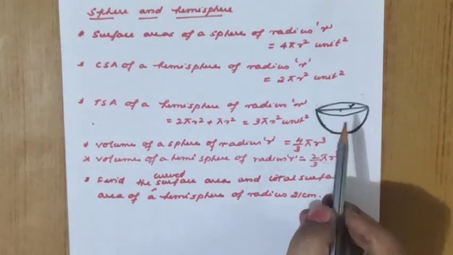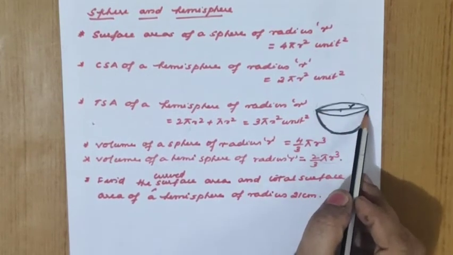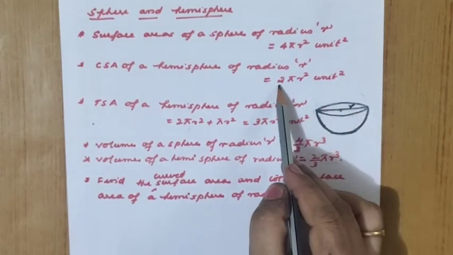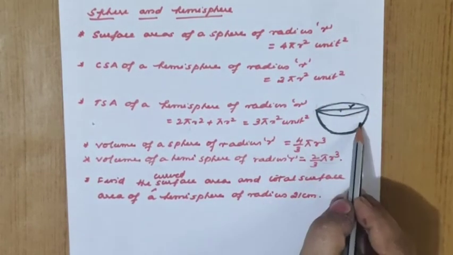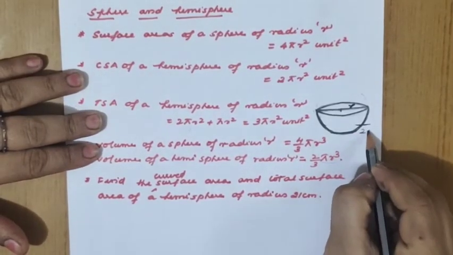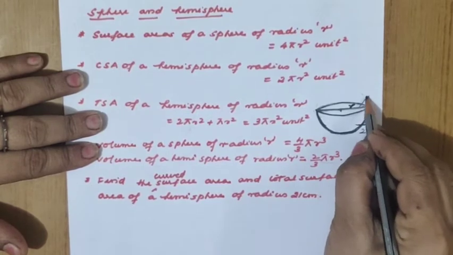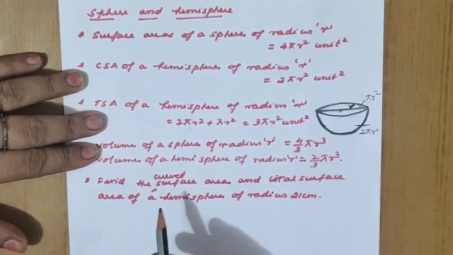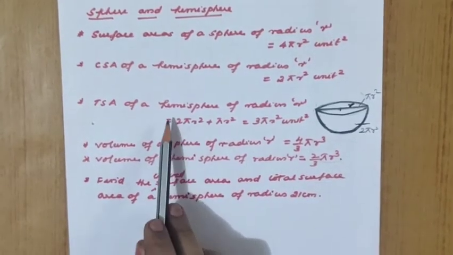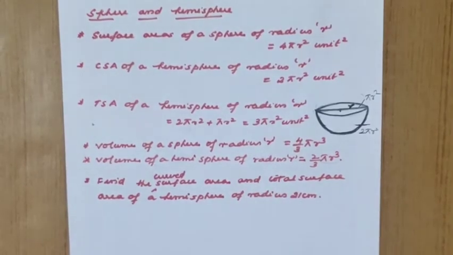Now what are the formulas we have to learn from here? The curved surface area of the hemisphere is 2 pi r square. Now what about the base shape? It is a circle, its area equals pi r square. So curved surface area only is 2 pi r square. Total surface area means 2 pi r square plus pi r square, total 3 pi r square only.